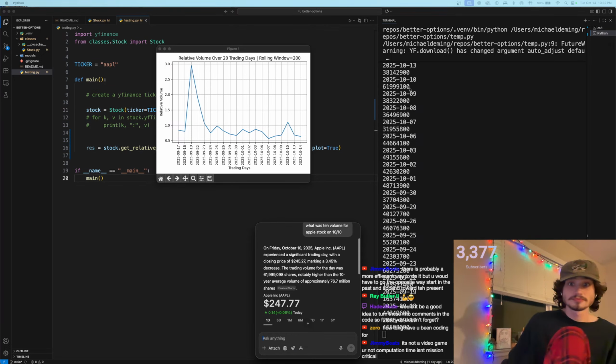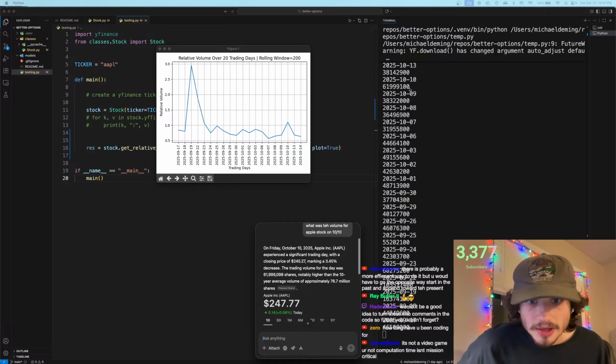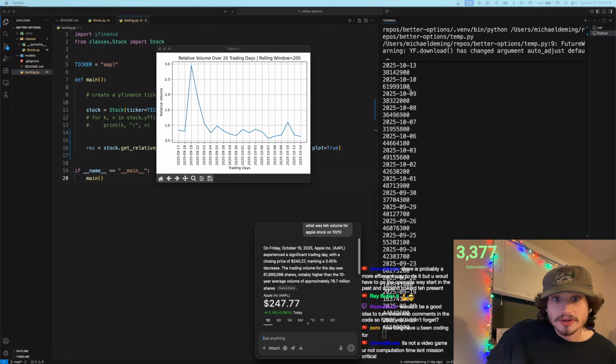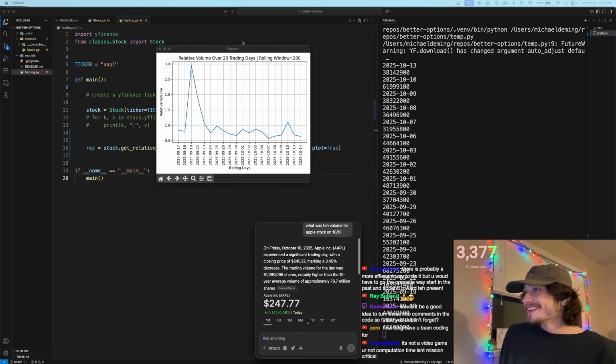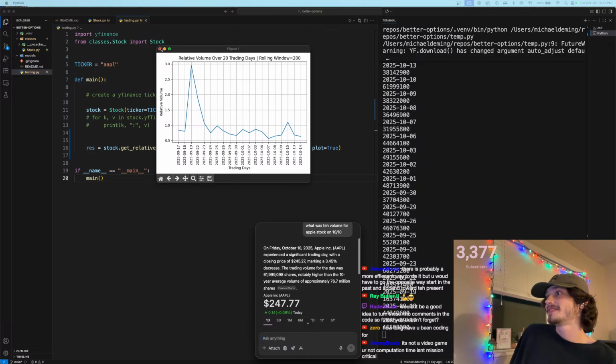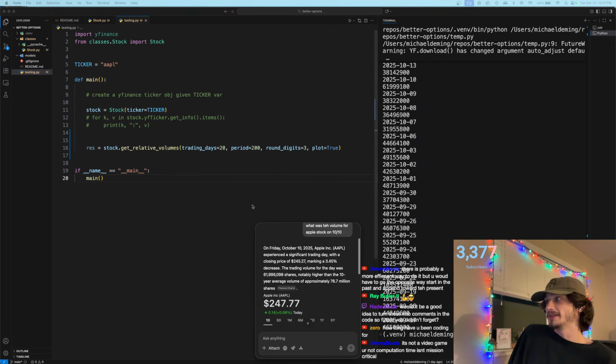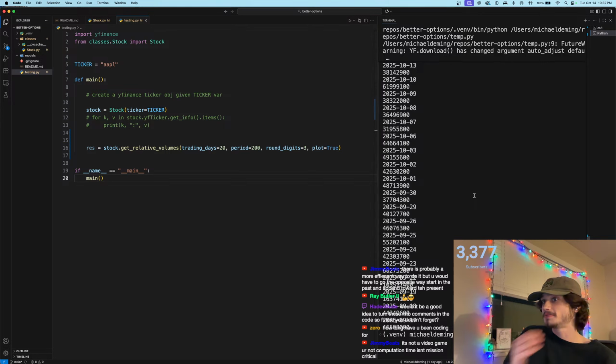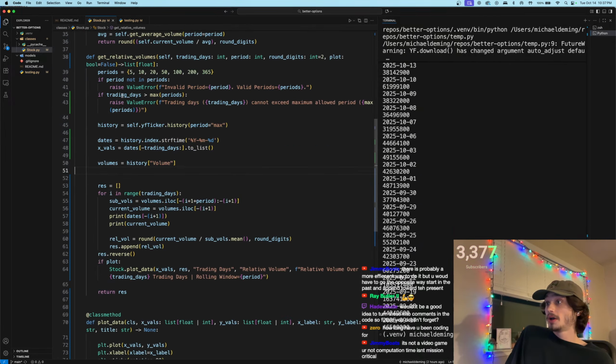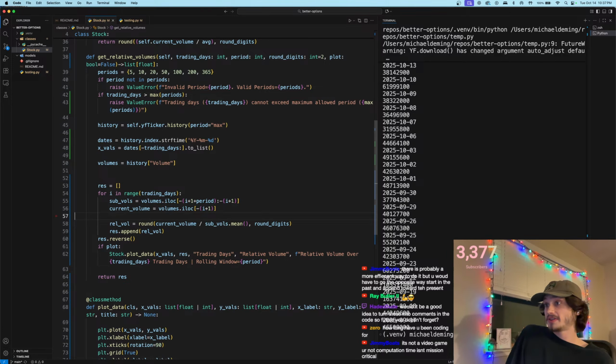We fixed it. It's not a video game. You're not computing time. This isn't mission critical. We have to think like that, though. I like to think algorithmically and think out those time frames and whatnot. It's good to think like that. Be able to explain your code like that and such. Okay, cool. So we fixed that.